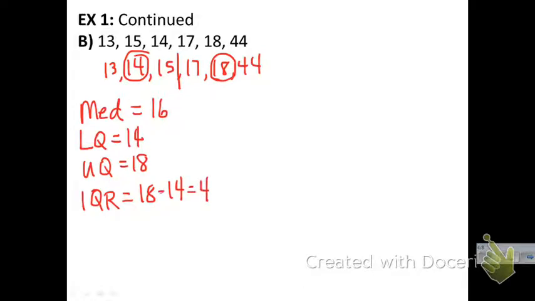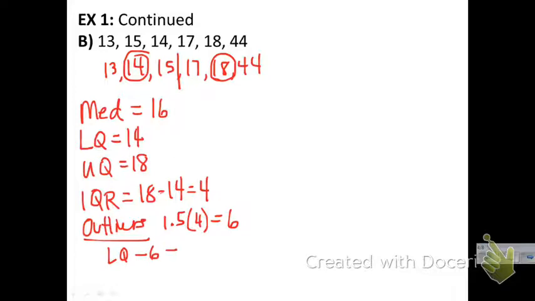And then we're going to look for outliers. Remember, to find outliers, we're going to take 1.5 times the IQR, the interquartile range. Okay, so this gives us 6. And then we're going to take our lower quartile and subtract 6. So 14 minus 6 gives us 8. And we take our upper quartile and add 6. So 18 plus 6 is 24.